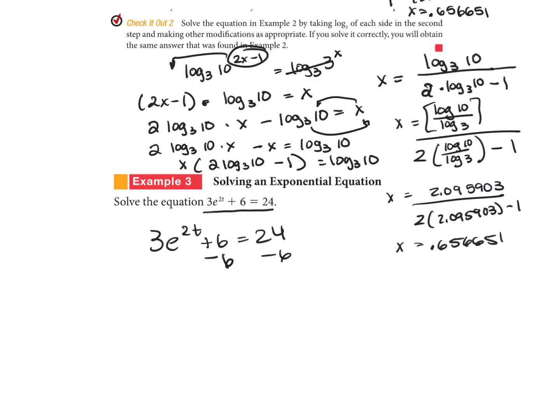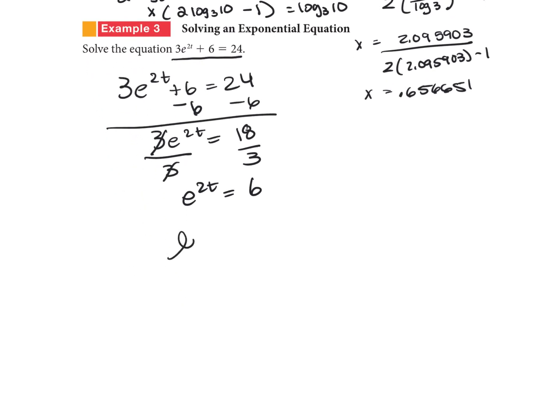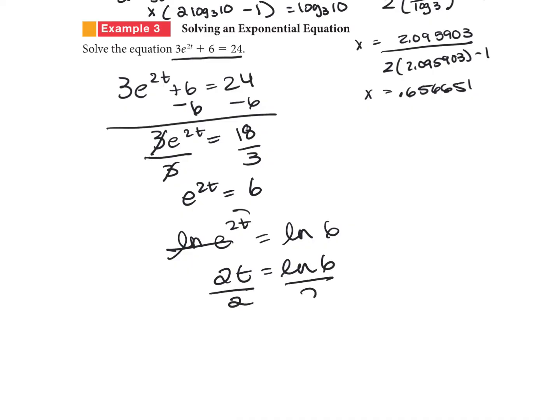Subtract the 6 from both sides. You get 3e to the 2t equals 18. Divide both sides by 3. You get e to the 2t equals 6. Take the natural log of both sides. Those cancel out. And you get 2t equals natural log of 6. Divide both sides by 2.